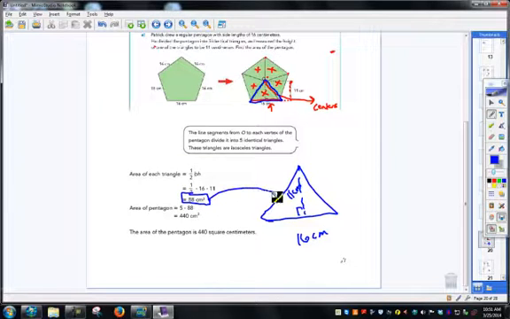Well, that's the area of just one triangle. So what we're going to do is take that 88 centimeters squared, and multiply it by 5 because there are 5 equal triangles in the shape. So 88 times 5 would give us 440 centimeters squared. Therefore, we know the area of this pentagon is 440 centimeters squared. So it's very easy, actually. I think you guys are going to find this to be very easy.